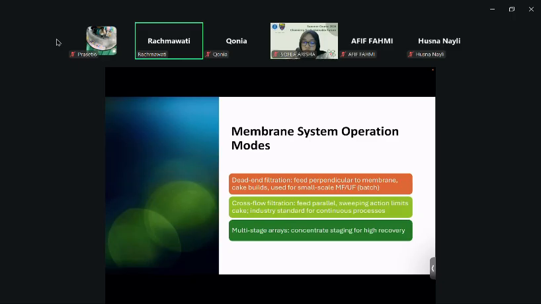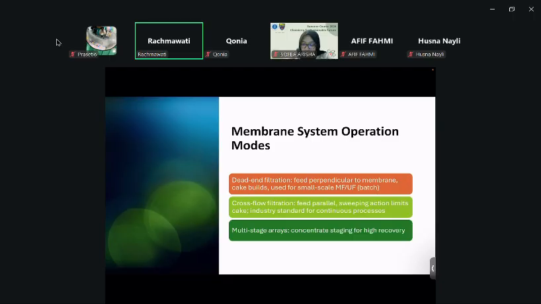And then the operation mode. It could be dead end filtration, where the feed is perpendicular to the membrane, and it probably promotes cake buildup, like fouling on top of the membrane, but it still can be used for small scale microfiltration and ultrafiltration. So even though it has disadvantages, it is still used because it's actually cheap.